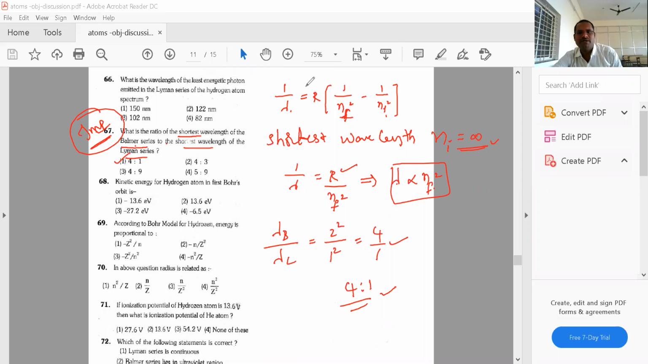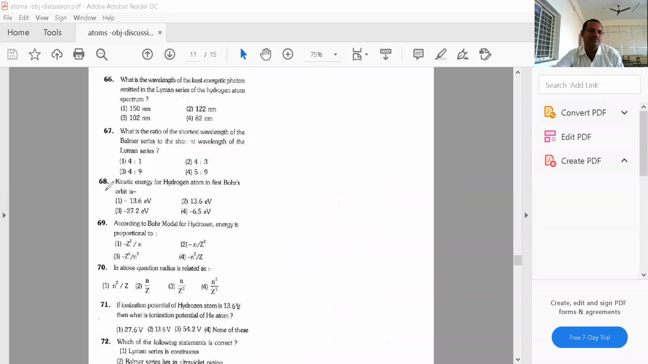In chemistry also they will ask, so you need to remember this type of question. For your CBSE examination also they will ask, CBSE students, remember. Okay, next question number 68.